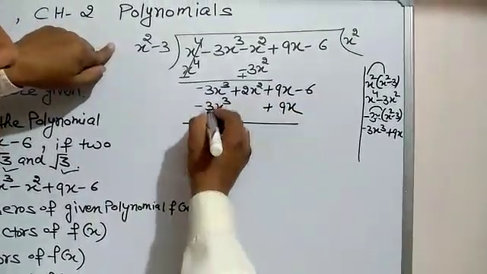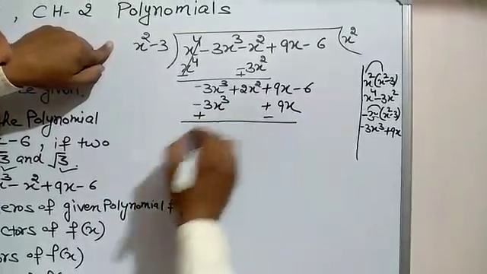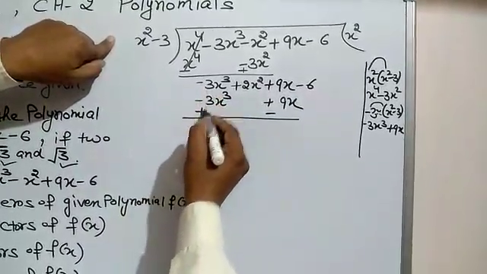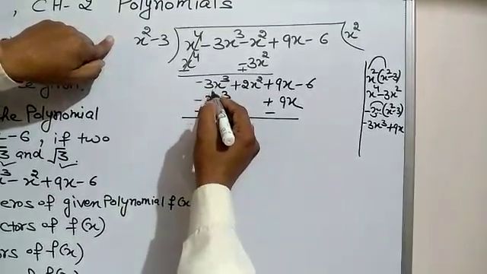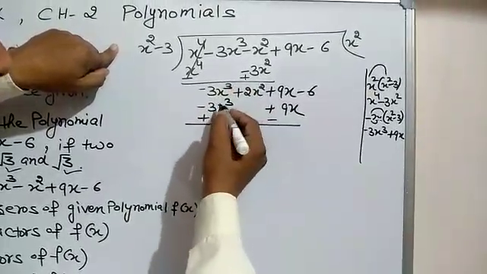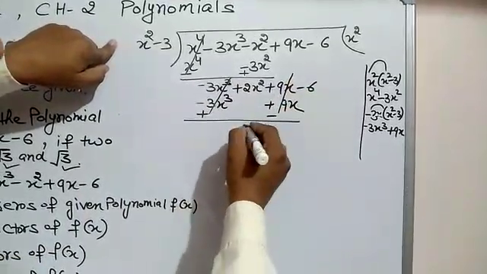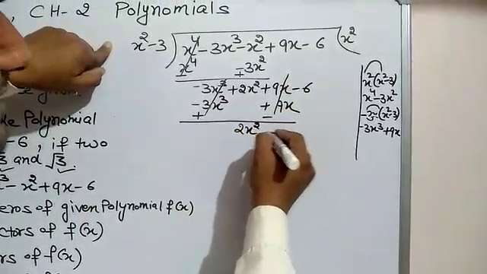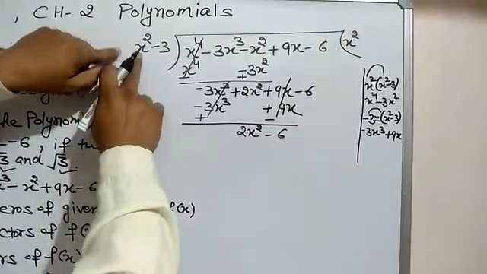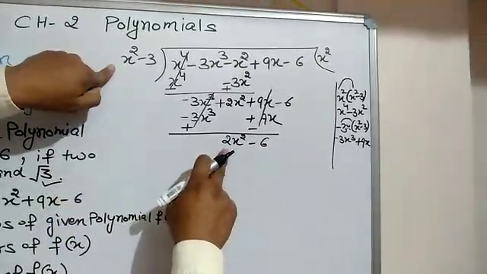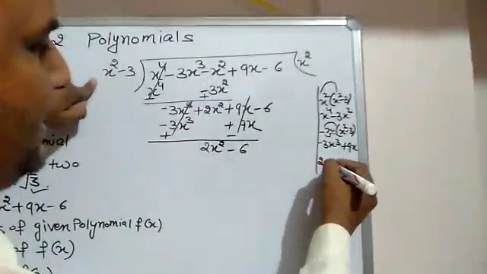So by the rule, minus becomes plus, plus becomes minus. Now minus 3x to the power 3 plus 3x to the power 3 cancel each other, plus 9x minus 9x cancel each other. So here we have 2x square minus 6. So students, here is x square, but our requirement is 2x square. It means we have to multiply by 2.